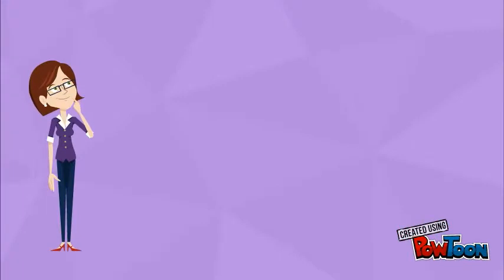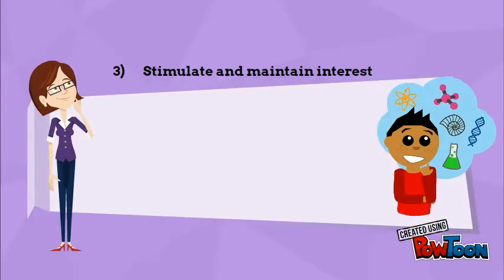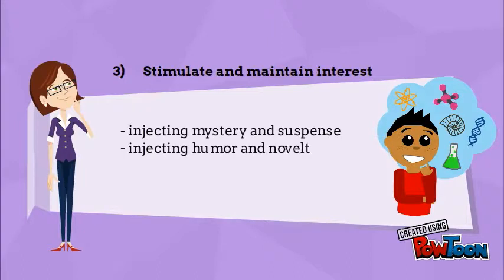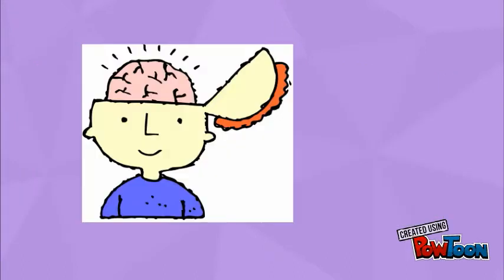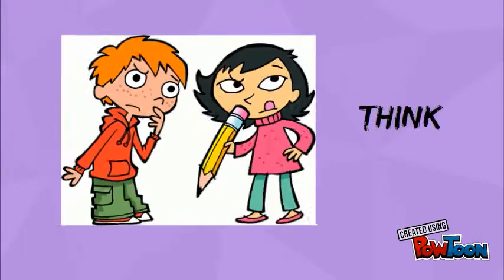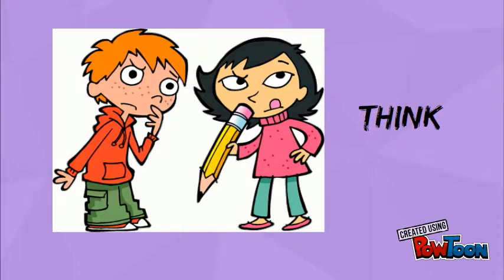The third strategy is to stimulate and maintain interest. There are a number of ways to practice this strategy. You can inject mystery and suspense, inject humor and novelty, and challenge students to think. Utterances such as "I'm going to trick you," "get your mind started," "you're going to think" are perfectly alerting.